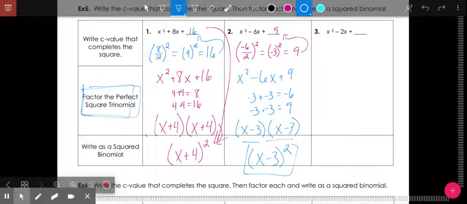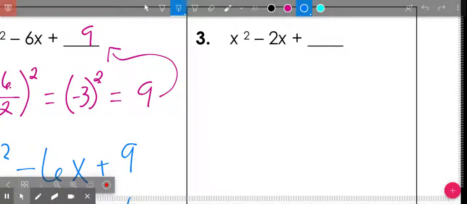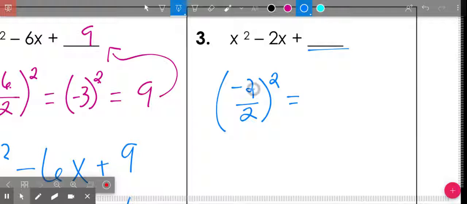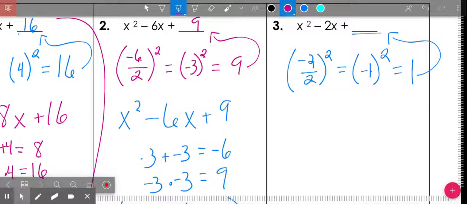All right, last one, at least in this section. We have x squared minus 2x plus blank. We need to find the number that goes here. So we're going to have our b value divided by 2 squared. Negative 2 divided by 2 gives me negative 1 squared. Negative 1 squared gives me a positive 1. I'm going to rewrite this. X squared minus 2x plus 1.